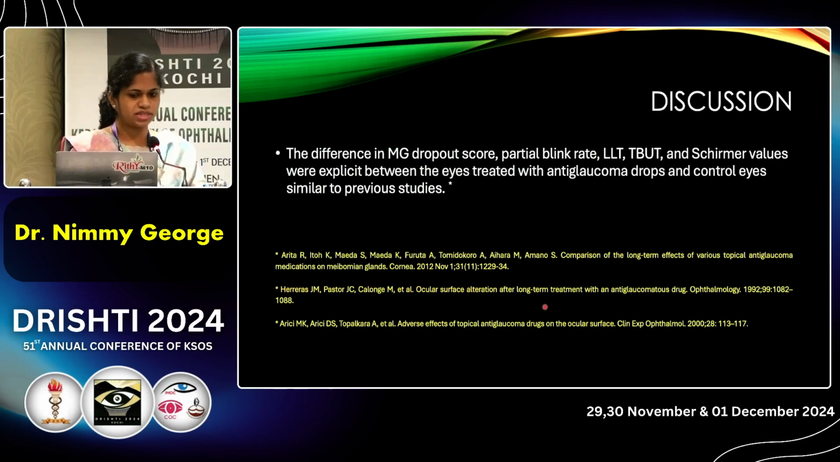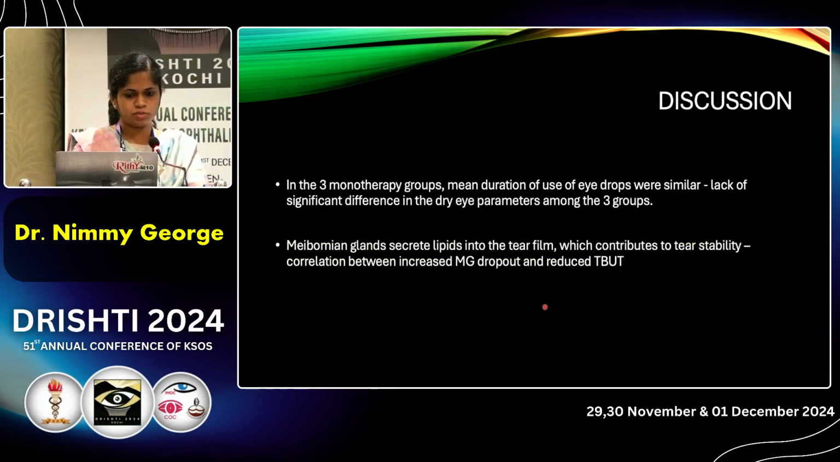Moving to the discussion, the differences in MG dropout score, partial blink rate, LLT, TBUT, and Schirmer values were explicit between the eyes treated with AGM and control eyes, which was similar to other previous studies. In the three monotherapy groups, the mean duration of the drops was almost similar, which might be the cause for the lack of a significant difference in the dry eye parameters among the three groups. Also, we know the meibomian glands secrete lipids into the tear film, which contributes to tear stability, which is self-explanatory of why eyes with increased MG dropout had a reduced TBUT, which is seen in my study too.